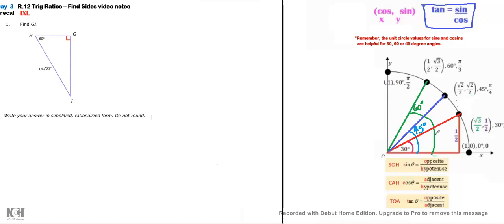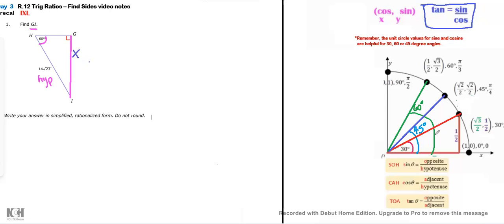We know that we have a 60-degree angle right here. So we need to look for our clues, what we have. We also have the length of the hypotenuse, which is 14 square root of 23. So this is the hypotenuse. But we are told to find side GI. That one is the side right here. That's what we need to find, so I'm going to label that X because we don't know what it is.